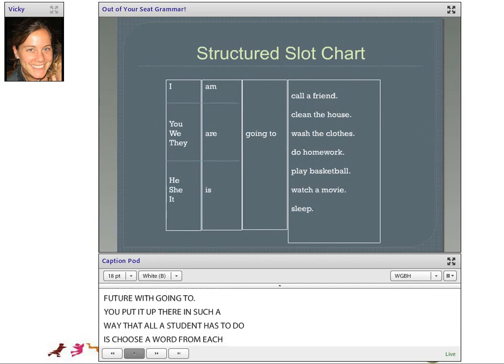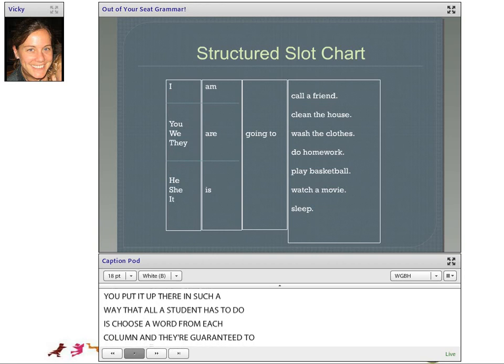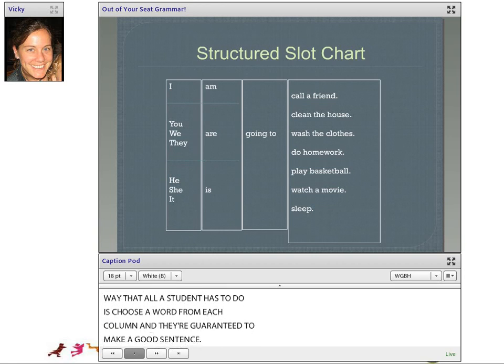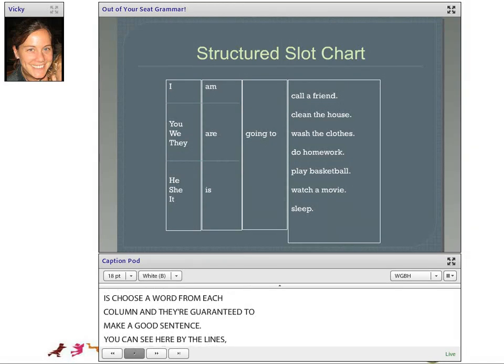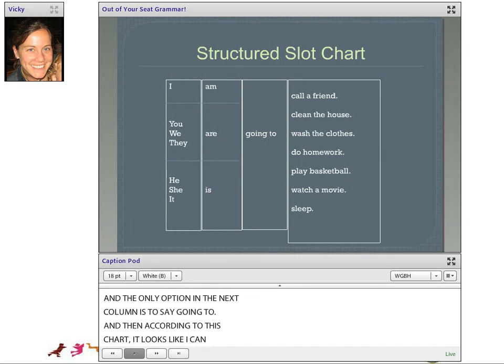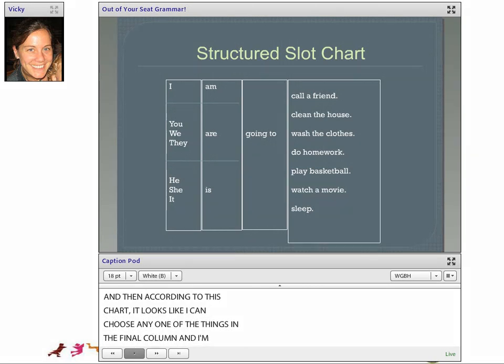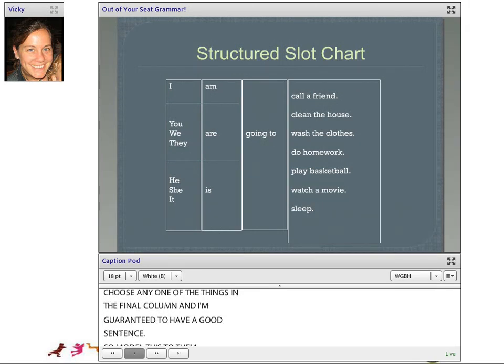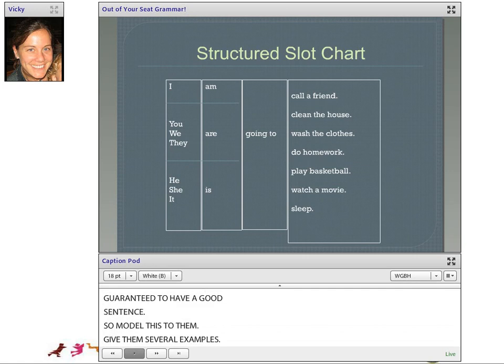So you can see here by the lines, if I say I, I know that my only choice there is to say am. And then the only option in the next column is to say going to. And then according to this chart, it looks like I can choose any one of those things in that final column, and I'm guaranteed to have a good sentence. So model this to them, give them several examples, have them listen and repeat, have the students give you a couple of examples according to the chart, and then I would keep this chart posted somewhere in the room.